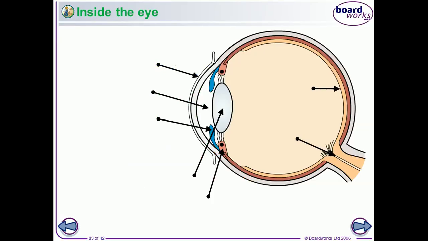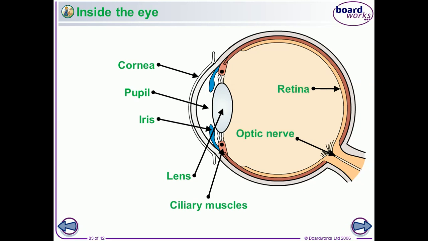You should know the different parts of the eye. So we've got the cornea, pupil, iris, lens, ciliary muscles, retina, and optic nerve.